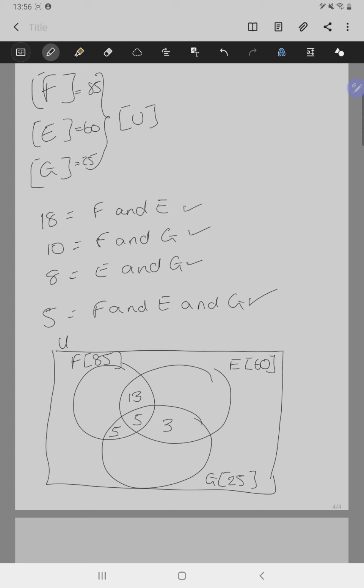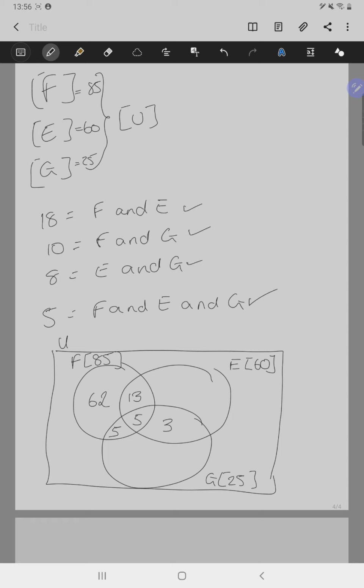Let's look at the French circle in total. So they tell us that there are 85 students in total who study French. We've already looked at 23 of them between the 3 parts we filled in already. So if there are 85 people in total, 23 we've already accounted for. That means there are 62 students who study French only.